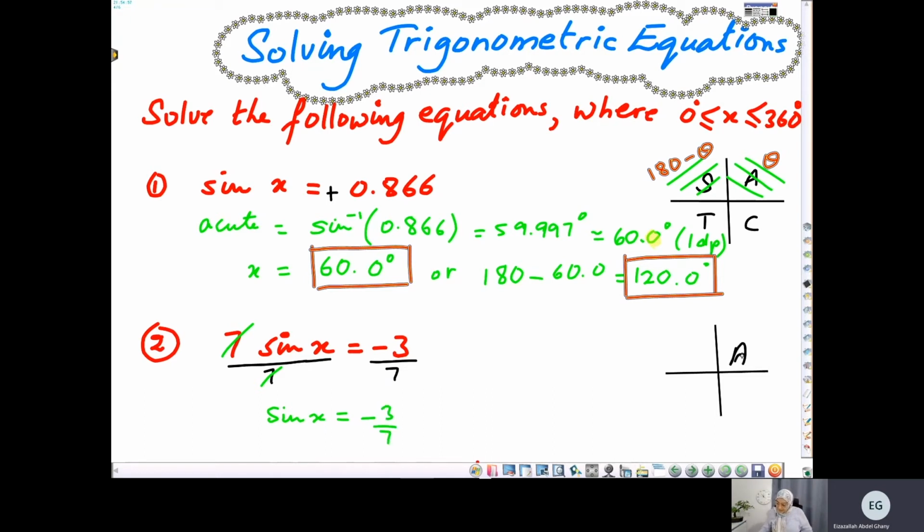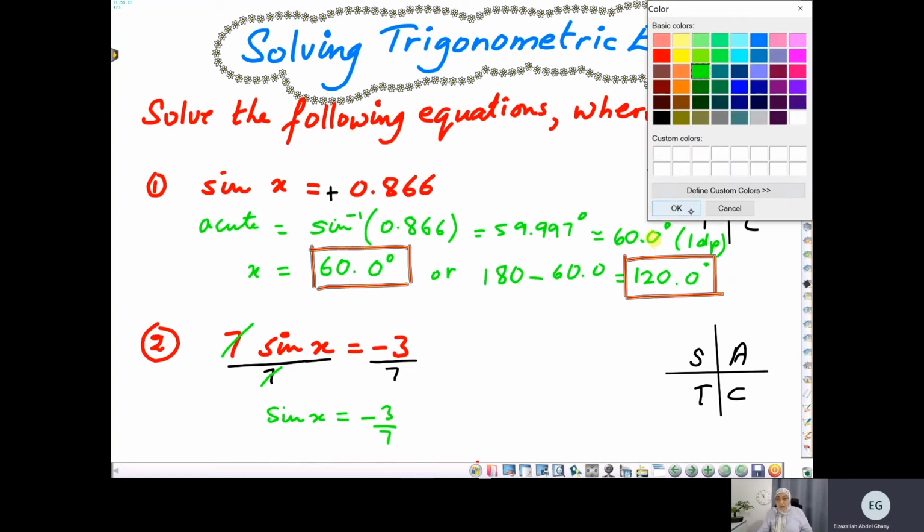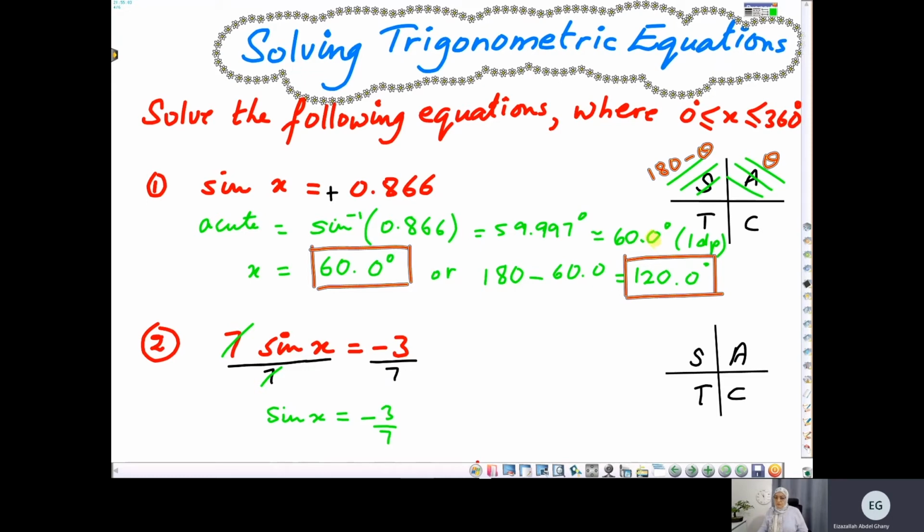Asterisk. ASTC. Sine is negative in which quadrant? Not in the all quadrant and not in the sine, but in the house of the sine. In the other two. The other two, how to name them? 180 plus this acute, 360 minus this acute.